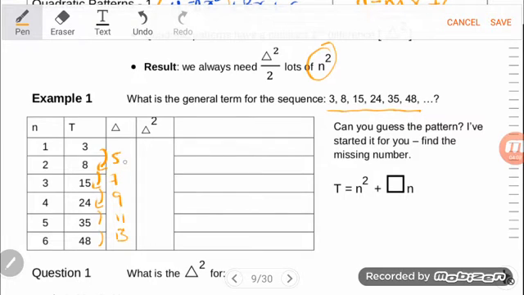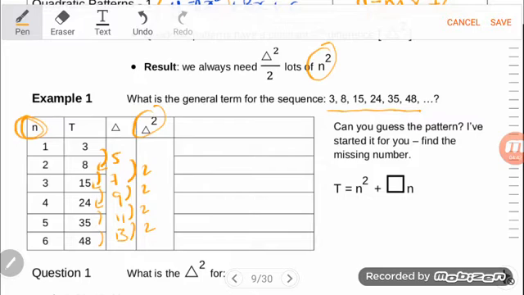But we can see a pattern in this component over here. The difference between 5 and 7 is 2. The difference between 7 and 9 is 2. The difference between 9 and 11 is 2. 11 and 13 is 2. Here, this is our second difference. So now we can tell that because it's consistent, we're going to have n squared. We're using n because over here we're using n for our number.